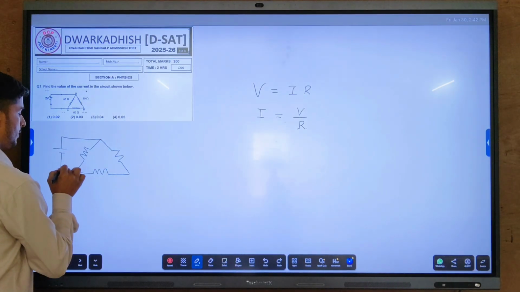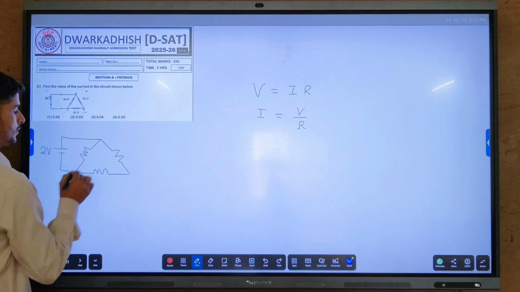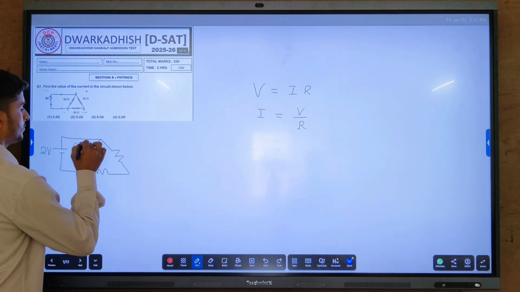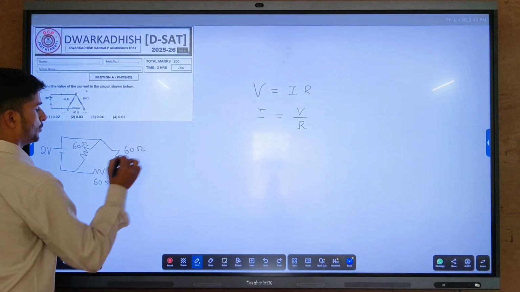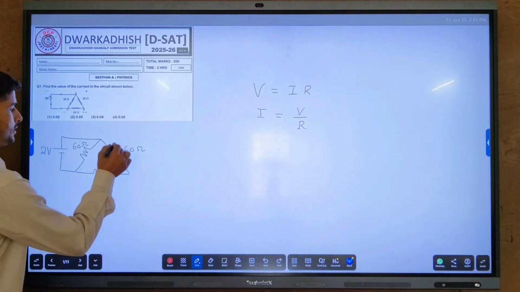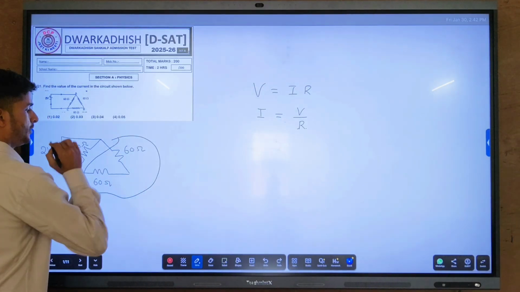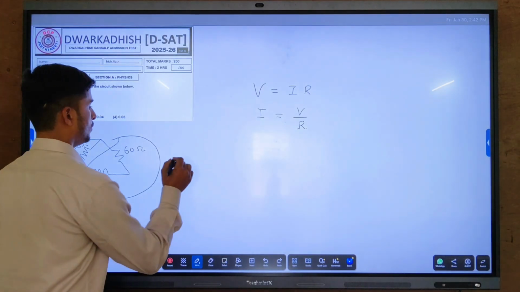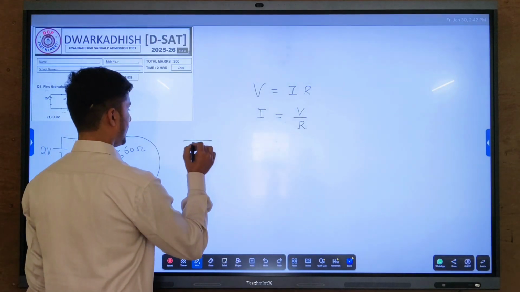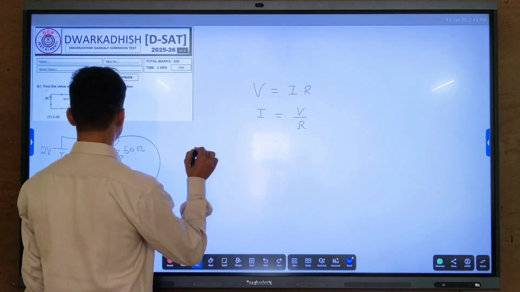and we have a battery here. So this 60 ohm, this is also 60 ohm, and this is also 60 ohm. When we see these two resistance will be in series. So I am going to draw the diagram again.